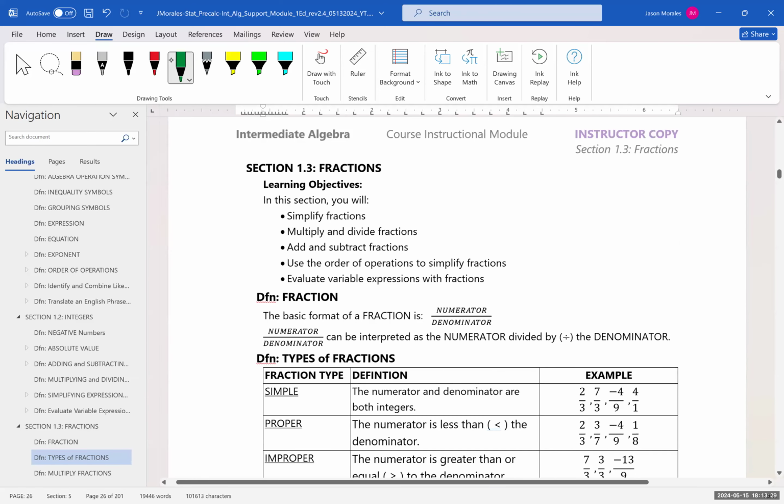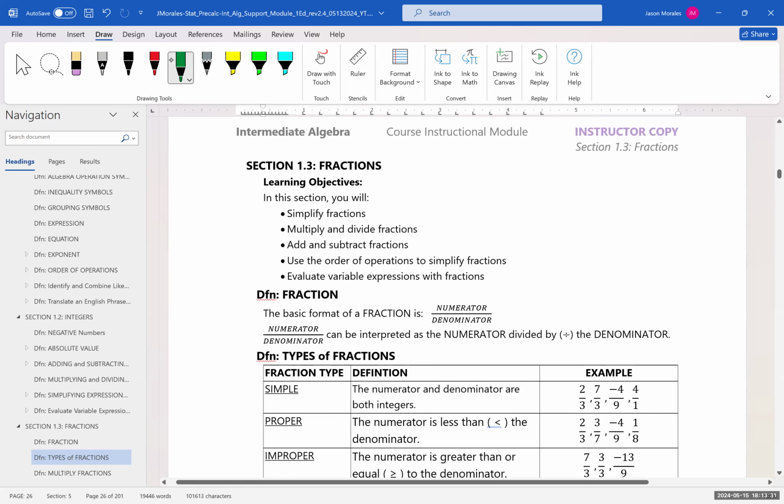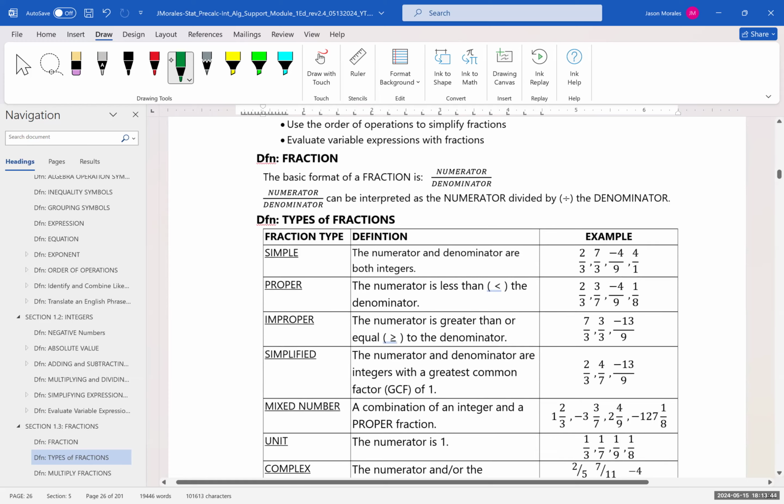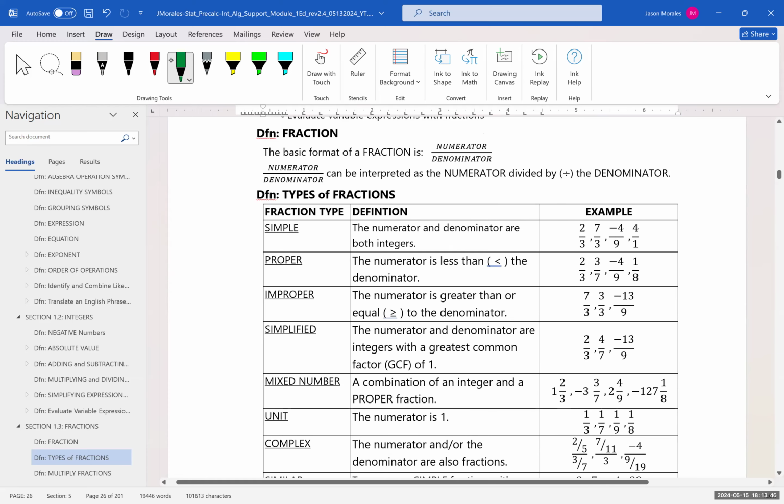Okay, so the next section is a section on fractions, which is everyone's favorite. Nonetheless, very important to be comfortable and familiar with fractions. So what is a fraction?